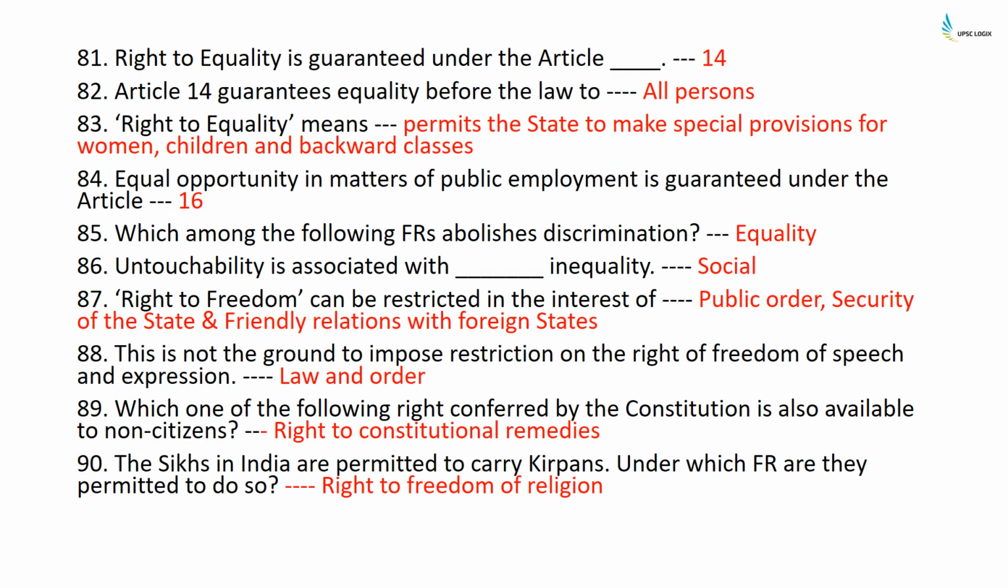Right to equality is guaranteed under Article 14. Article 14 guarantees equality before the law to all people. Right to equality permits the states to make special provisions for women, children, and backward classes. Equal opportunity in matters of public employment is guaranteed under Article 16. Which of the following fundamental rights abolishes discrimination? It is the right to equality.